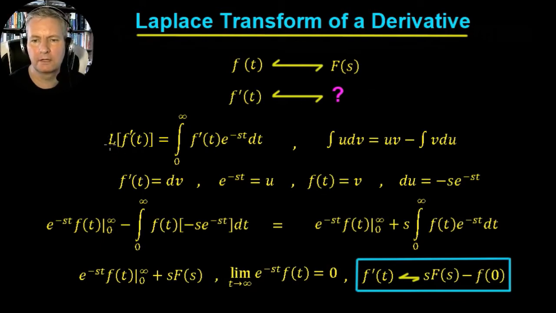So we're looking for the Laplace transform of f prime of t, which is the integral from 0 to infinity of f prime of t times e to the minus st dt. Now we're going to rearrange this because we don't want f prime of t in this. We want to get rid of the f prime of t. We just want it to be f of t. Now one way of doing that is by using integration by parts.